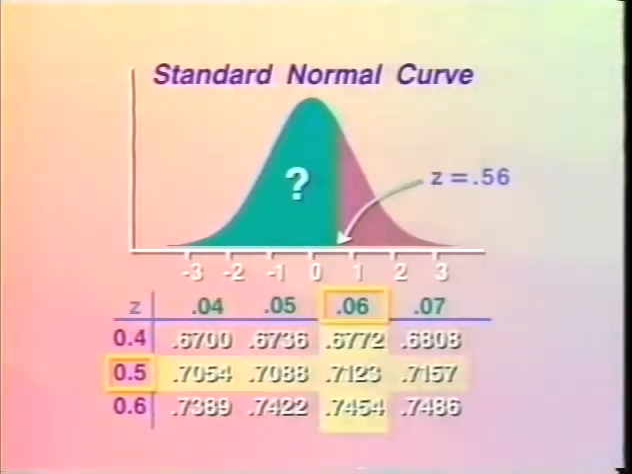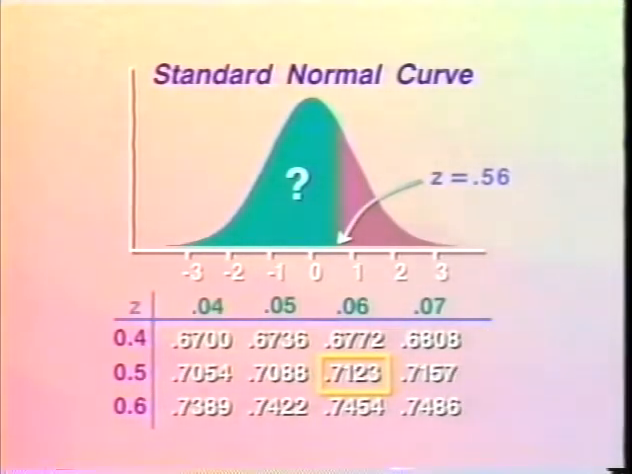The two intersect on a number that corresponds to the area under the curve below that z number. Here, that's 0.7123. We can read this as a percent by shifting the decimal point 2 places to the right. So 0.7123 is the same as 71.23%, which we can round to 71%. Now we know that about 71% of the observations in the distribution lie at or below a z-value of 0.56.